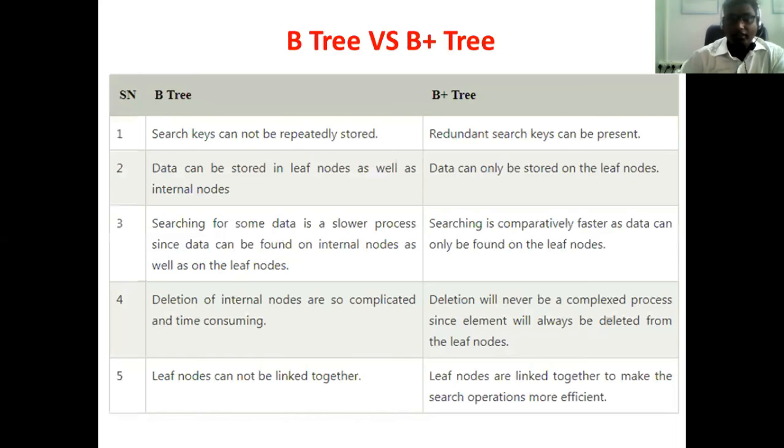Now we'll see the comparison of B plus tree and B tree. That question is also asked in the university examination. Compare B plus tree and B tree, or write a difference between the B tree and the B plus tree. So in B tree, the search key cannot be repeatedly stored. In B plus tree, redundant search keys can be present. That means the search key values can be redundant.